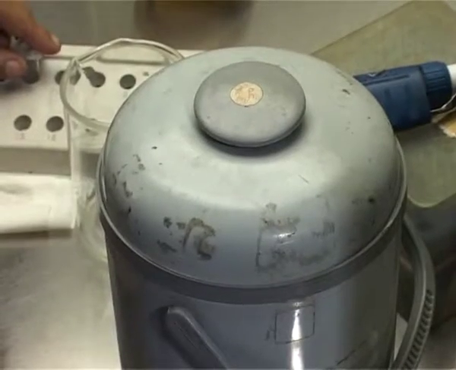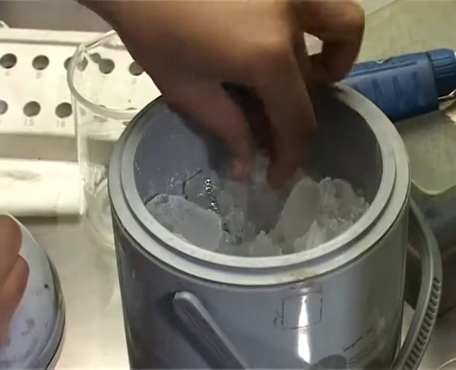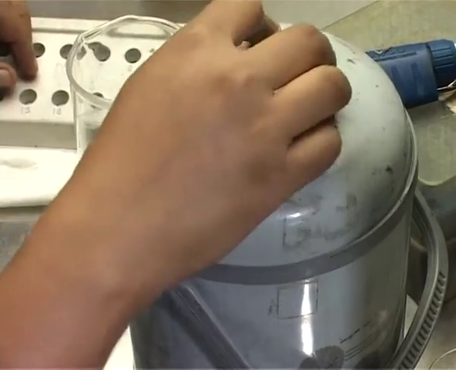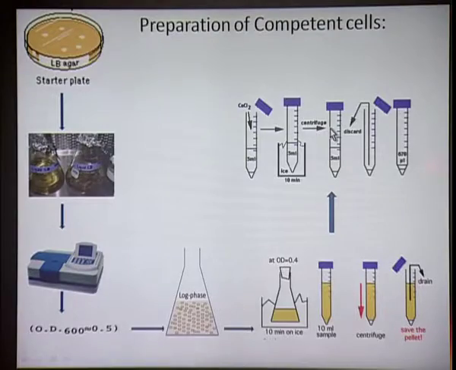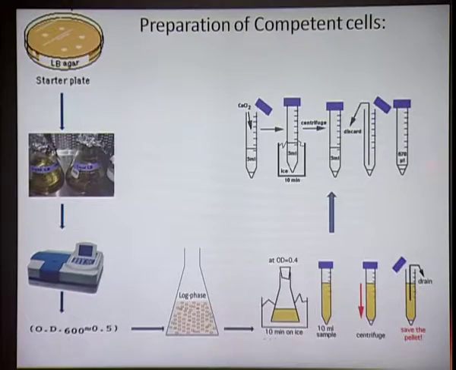We will make the suspension of the cells in calcium chloride, we will keep it on ice, we will again centrifuge it. Then we will discard the calcium chloride, and the cell pellet that we are getting is now to be suspended in say 100 microliters of calcium chloride. So this is how we have made the cells competent and they are just ready to uptake the plasmid DNA.